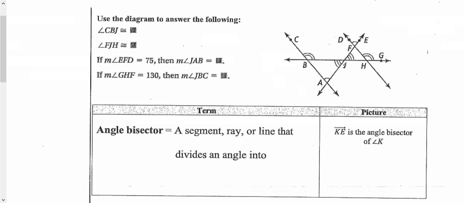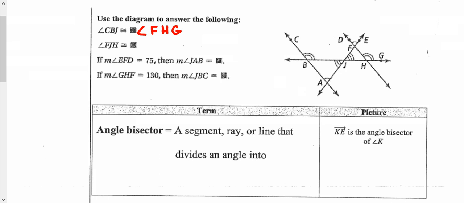So it says angle CBJ. So let's find CBJ. B has got to be the vertex. It's in the middle. So here it is. CBJ. It's got the two arcs. Here's my two arcs right here. So we could call this, for instance, FHG. So those two angles are congruent.